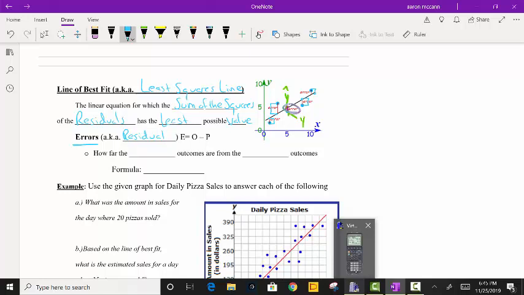The only way it would not have any error is if what actually occurred matches the predicted, which means that it would have to be a point that falls on the line in order for there to be an error of 0. And the formula for error is just observed, O for observed, minus P for predicted. And it's how far the observed outcome, which means what actually happened, falls from what's called the predicted outcome.